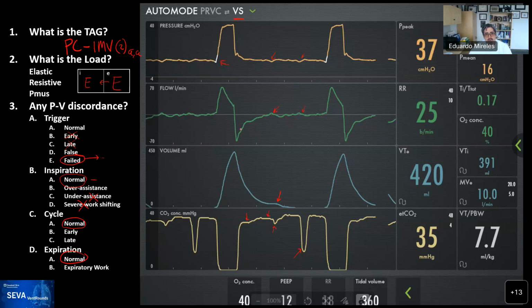The second would be over assistance, in which you have a very large tidal volume, and usually you see that the efforts occur while flow is still coming out. And you can see that those efforts are occurring when the flow is zero. So that takes out over assistance too.